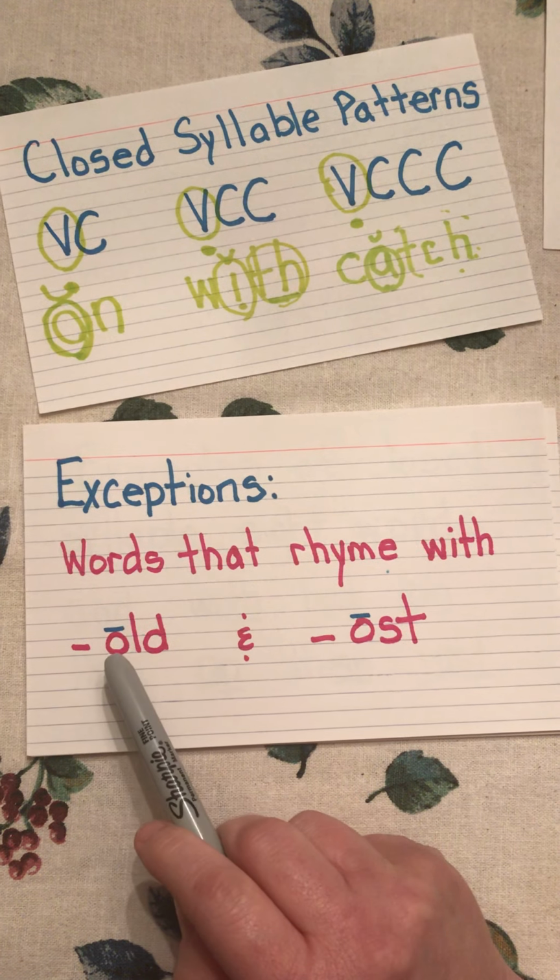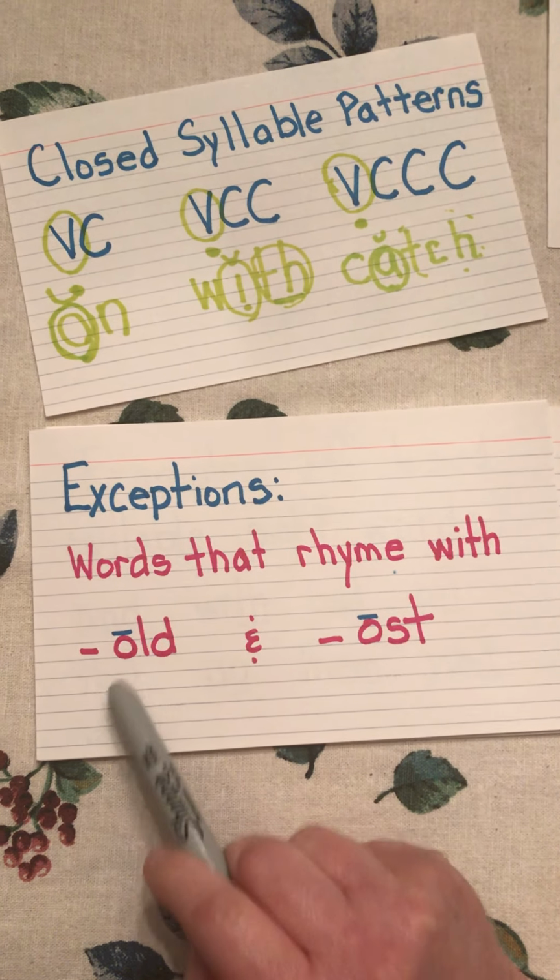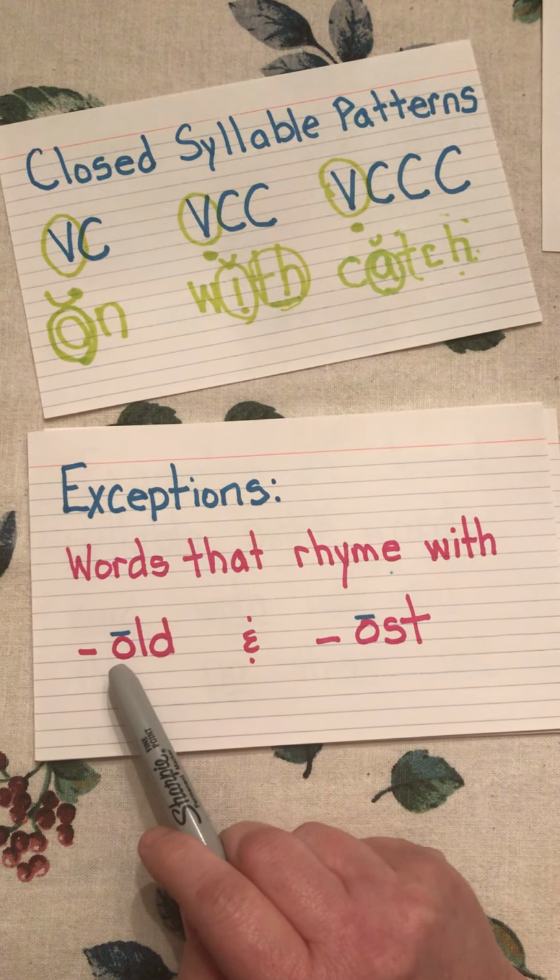We always ask students to be flexible with their vowel sound. So if the short O didn't work, now let's try the long O. Old. What is this word? Old. The same thing with ost. If I was to have him sound it out, it would be "ost."